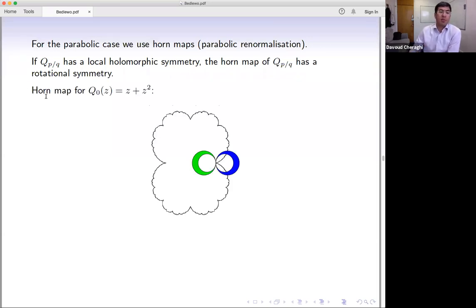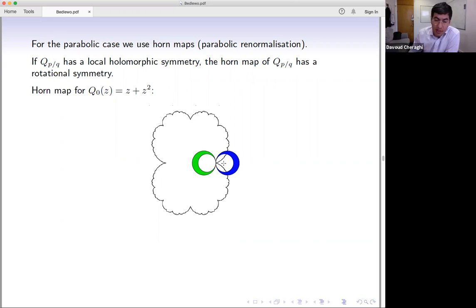So let's take the simplest map, Q sub 0, z plus z squared, and I want to see what the Horn map of this map is. So this is the Julia set, and there is a basin of attraction inside, and here we have the basin of infinity. There exists a fundamental domain, which looks like a croissant, which passes through the fixed point at 0. Any point inside the basin will tend towards the fixed point and will pass through this croissant.